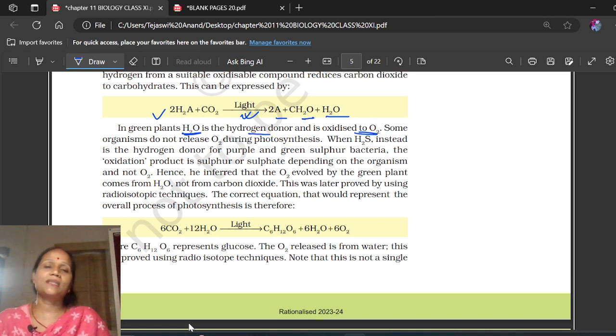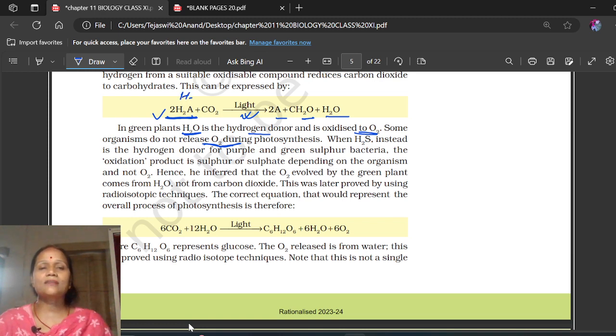अभी हमने आपको पहले ही बताया था कि जो वाटर में ऑक्सीजन हमारा लिबरेट होता है, that comes from water. Some organisms do not release oxygen during photosynthesis. What happens then? इसलिए यहाँ पे H2A लिखा गया है. H2A क्यों लिखा गया? ये बताया जा रहा है कि जब कोई ऑर्गेनिज्म फोटोसिंथेसिस के दौरान ऑक्सीजन लिबरेट नहीं करते हैं, it means what is there? There is no water. There is hydrogen sulfide.